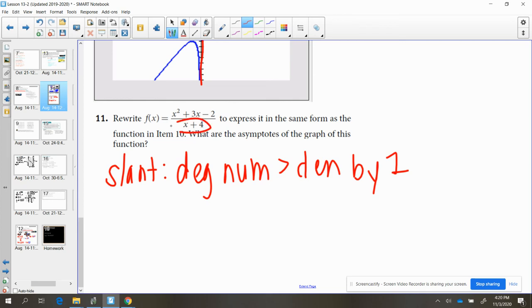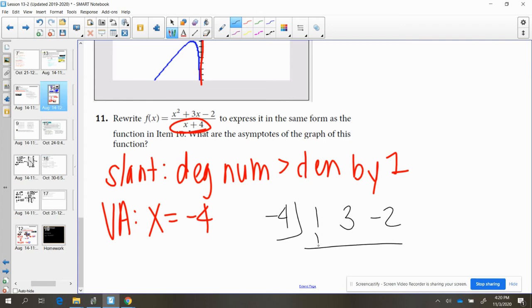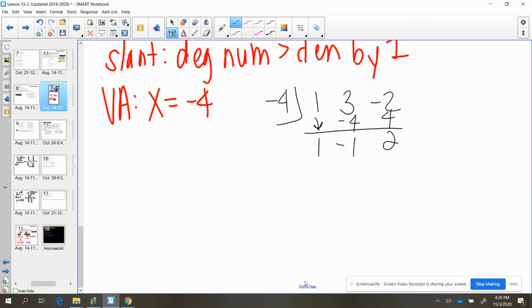Okay, and the reason is we're going to use the vertical asymptote because we have a vertical asymptote at x equals negative 4. So what we're going to do is take that value of negative 4 and do synthetic division with the polynomial up top, 1, 3, negative 2. And if we bring this down, multiply, add down, multiply, add down, what we see here is this division can be rewritten as x minus 1 plus 2 divided by x plus 4.